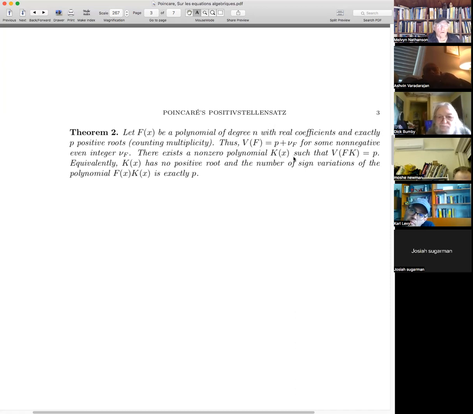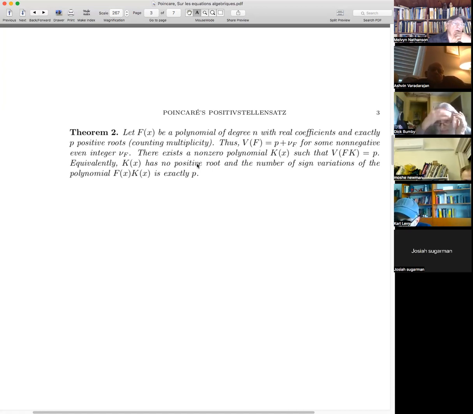And there is some contortion in the literature, which I haven't yet understood, which describes so-called virtual roots of the polynomial f, such that this Descartes number really counts the number of actual roots plus virtual roots. But in any case, Poincare seemed to be a little bit perturbed by this new nu number there, which shouldn't be there, right? I mean, the answer is p. It's not p plus an even number.